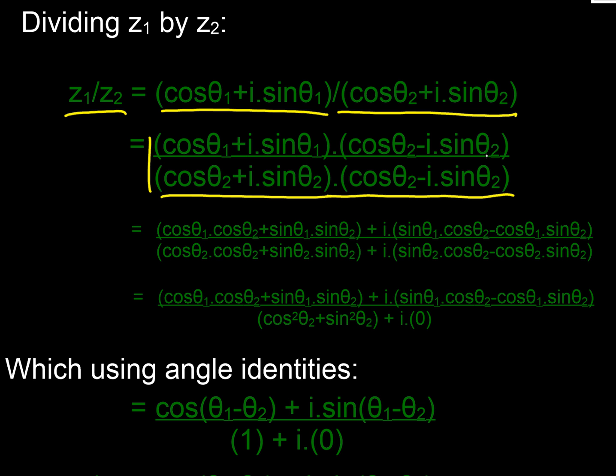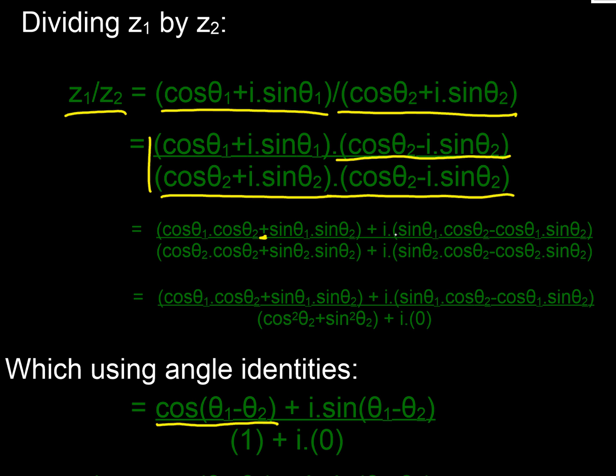And if I multiply the bottom by the conjugate, I've got to multiply the top by its conjugate. Now I've got a bit of work to do multiplying out these brackets. Well, the top bracket here, if we multiply out the real parts as we did before, this time we've got cos theta 1 times cos theta 2 plus sine theta 1 sine theta 2, which a lot of you will recognize as the angle identity, that is cos of theta 1 minus theta 2, yeah?